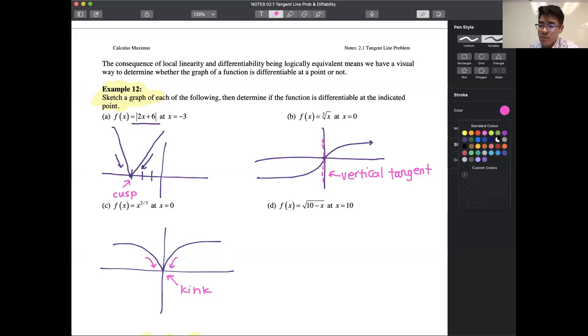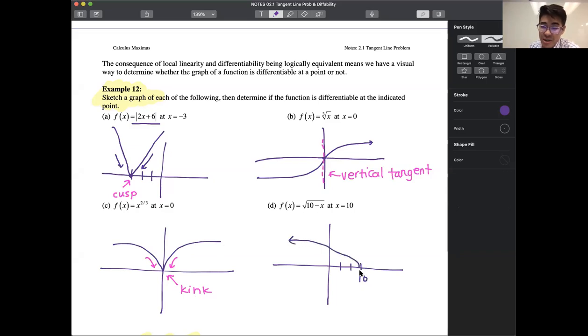And then what about the last one? The last one, if we were to graph 10 minus x, let's pretend this is 10, right? It looks something like that. So at 10, let's see what happens. Well, in order for it to be differentiable, the derivatives have to be the same from both sides. So from the right side, there's a certain derivative. There's nothing here on the left side. So no derivative. So these would be the reasons why a function or a graph is not differentiable.